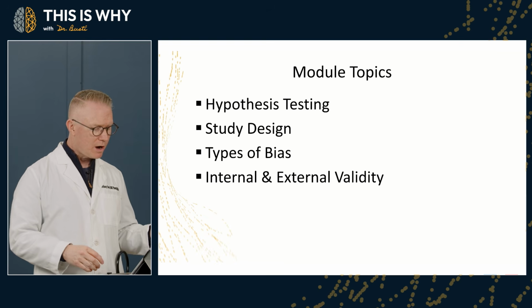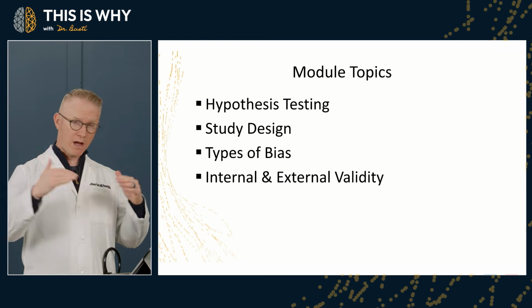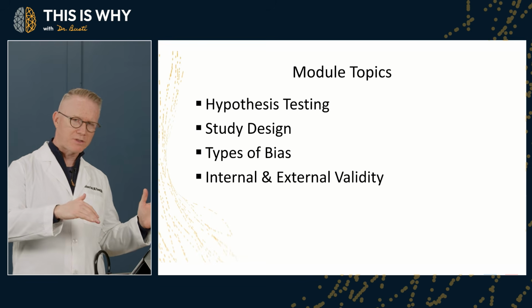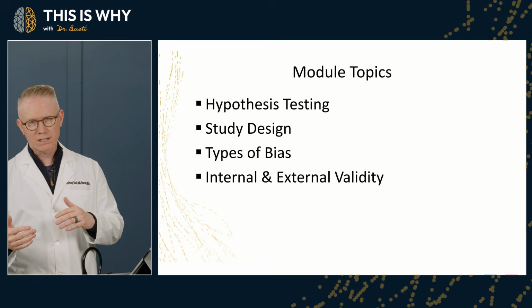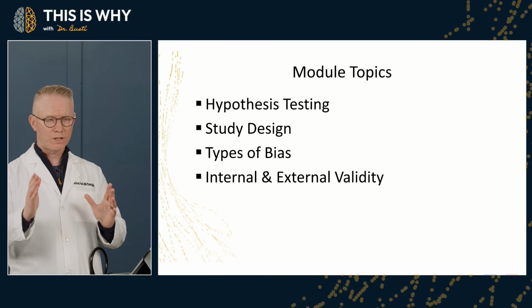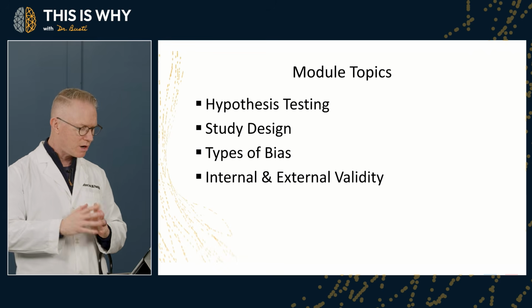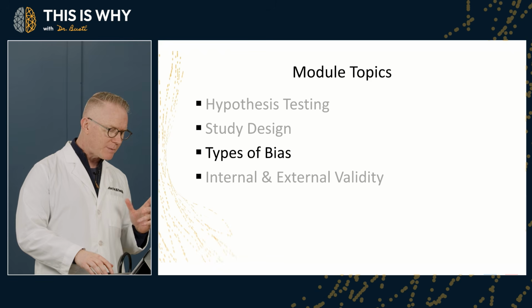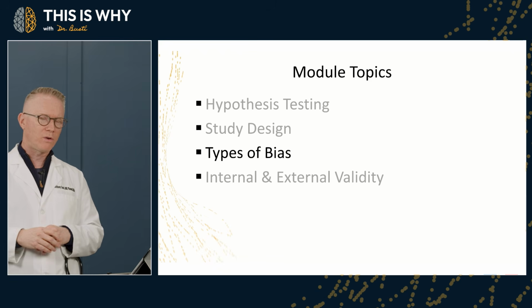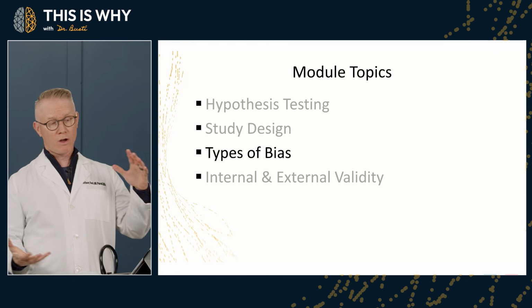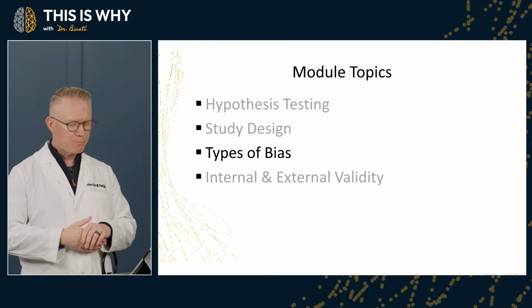All right, so here we are. We've covered in the other parts of this module hypothesis testing, getting that null and alternative hypothesis, and study design, making sure you know why one study was done over another, the pros and the cons. And we're on types of bias, and then following this will be internal and external validity, because that's where it all kind of comes together, okay?